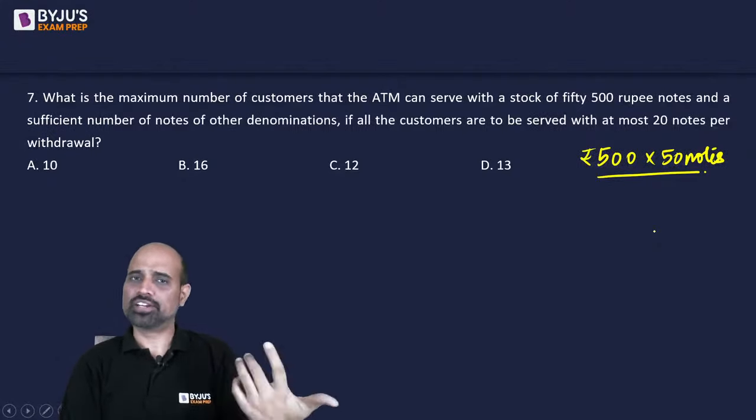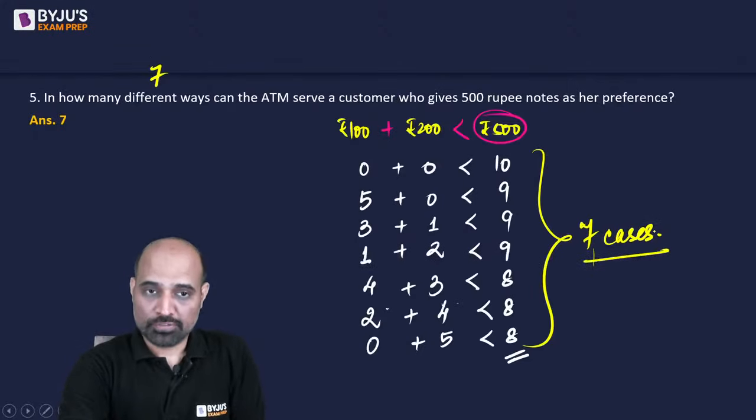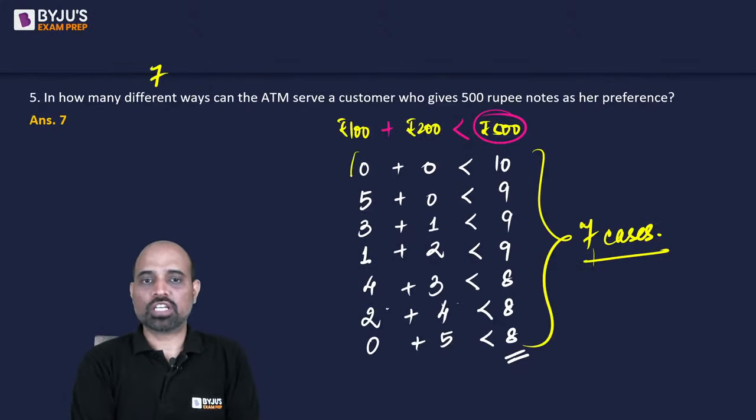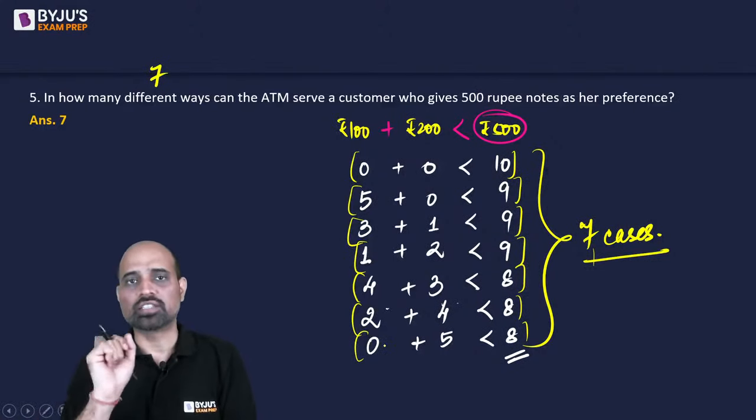Other, meaning 100 and 200. Now if you go to the first one and count the total number of notes here, this is 10, this is 14, this is 13, this is 12, this is 15, this is 14, this is 13. If you count the total notes, you will get some number.